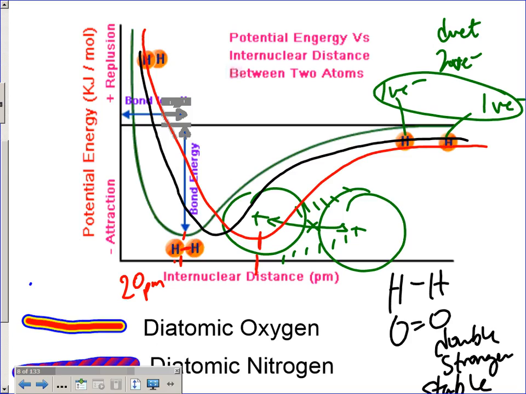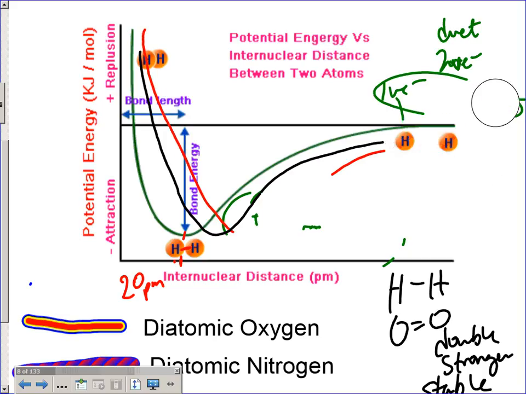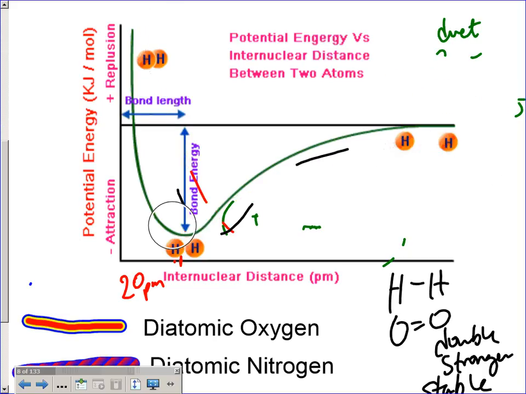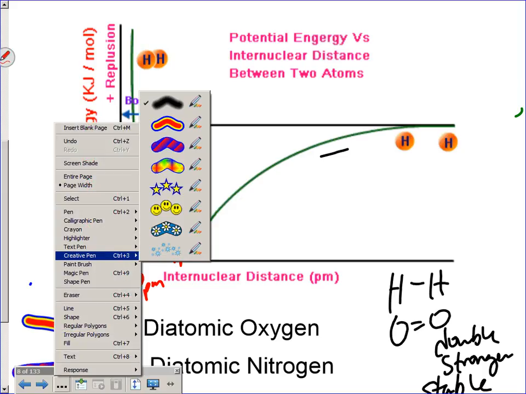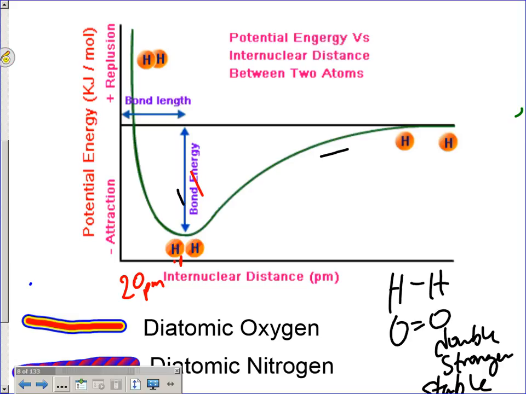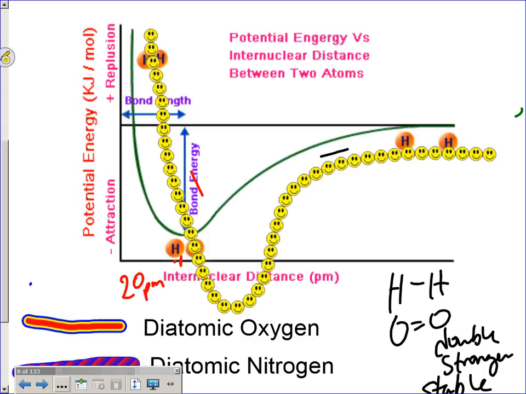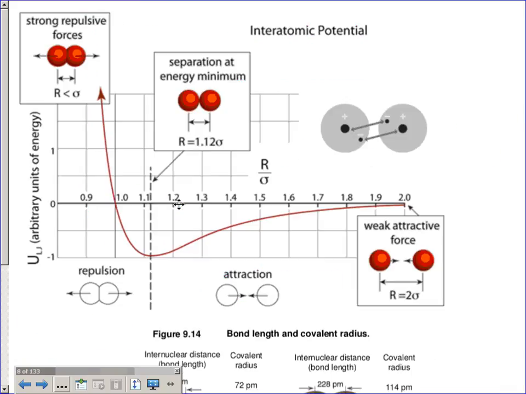let me get rid of some of this. And show you with the creative pen. Let's do happy faces. Okay, so oxygen would have a lower potential energy. There you go, best graph ever. Versus the hydrogen, simply because of its diatomic double bond nature. Okay. Just observe that.